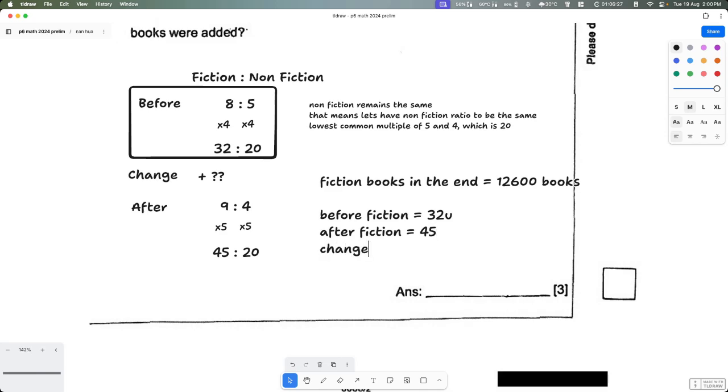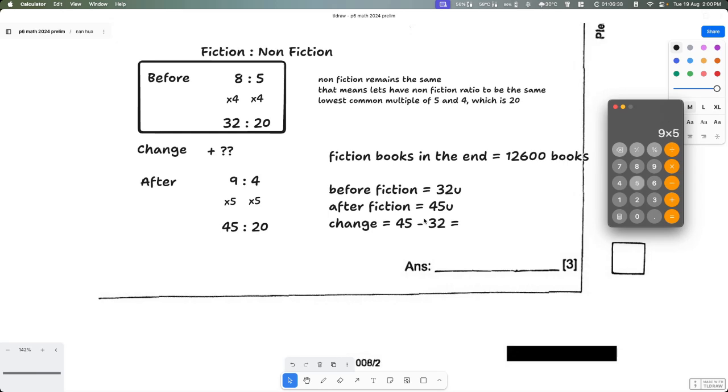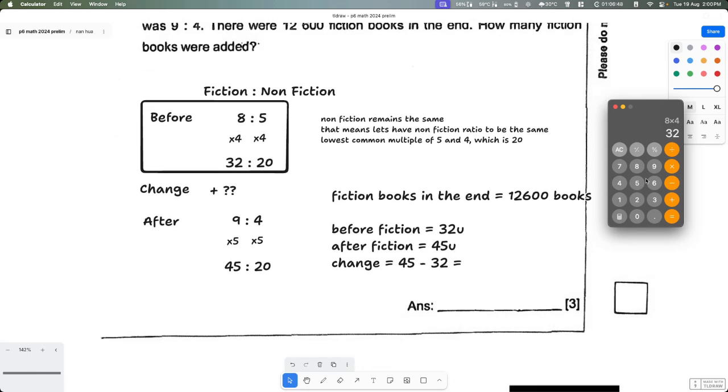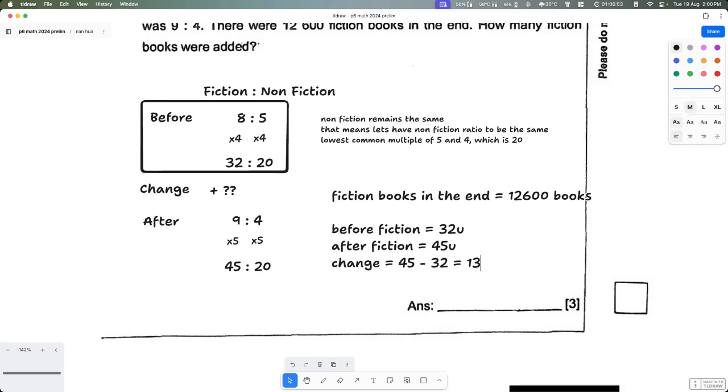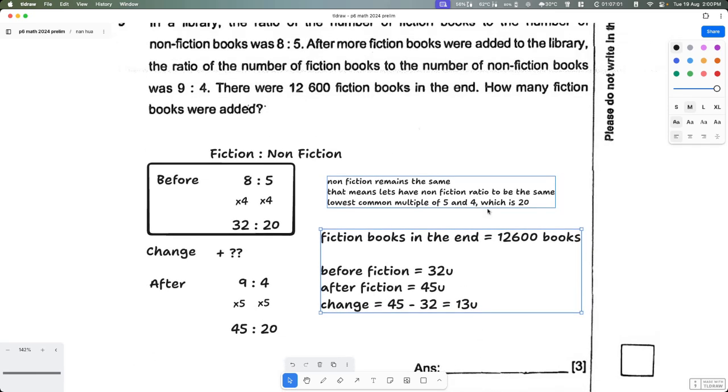So the change is equal to 45 minus 32. Wait, let me just double confirm. 8 times 4 is equal to 32. Fiction to non-fiction, okay, great. So 45 minus 32 is 13, so 13 units. We know that the fiction books in the end is 12,600.